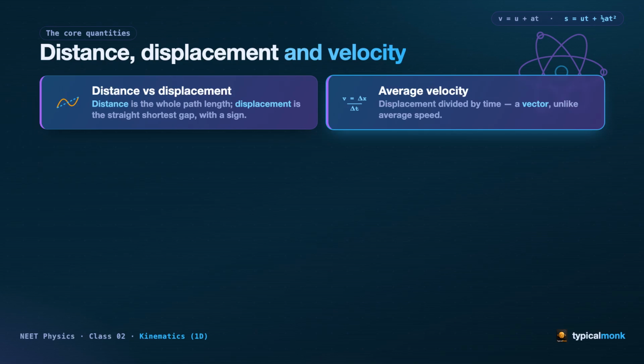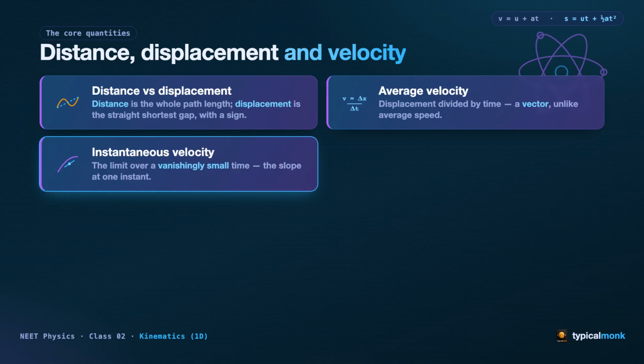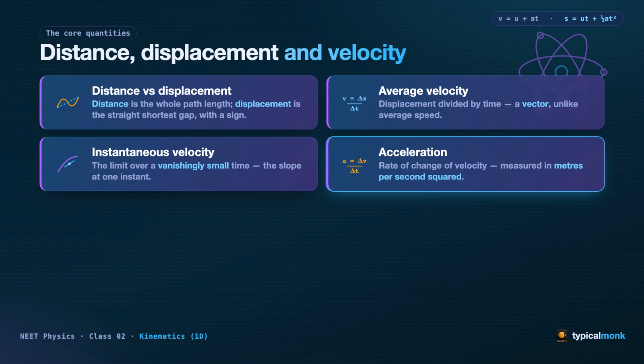It is displacement divided by the time taken. Because it is built from displacement, it is a vector. It points somewhere. Average speed, by contrast, is distance over time, and it never points anywhere. Then comes instantaneous velocity, the velocity at a single instant, found by shrinking the time interval until it very nearly vanishes. On a graph, it is simply the slope at that one point. And acceleration is the rate at which velocity changes. Change in velocity divided by change in time, measured in meters per second squared. When Ria feels a car push her back into the seat, that push is acceleration made real.